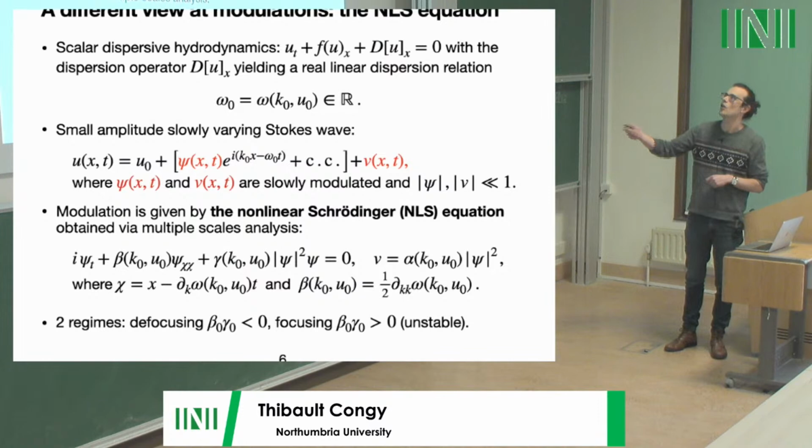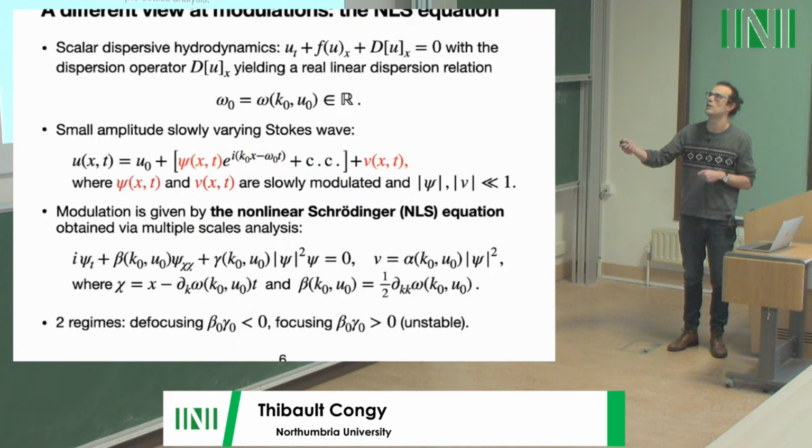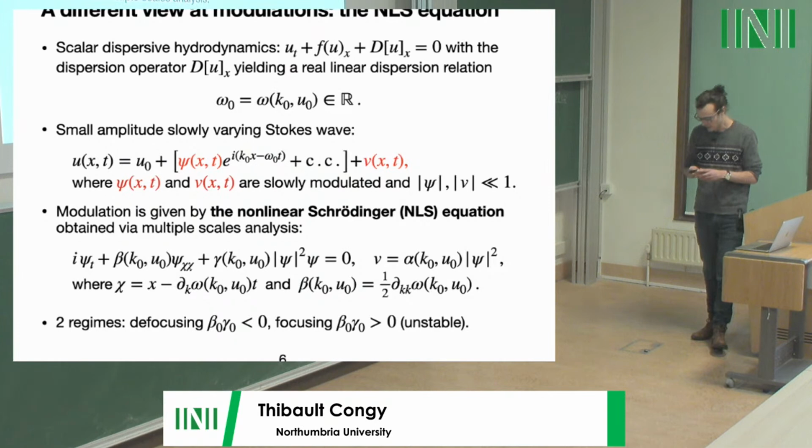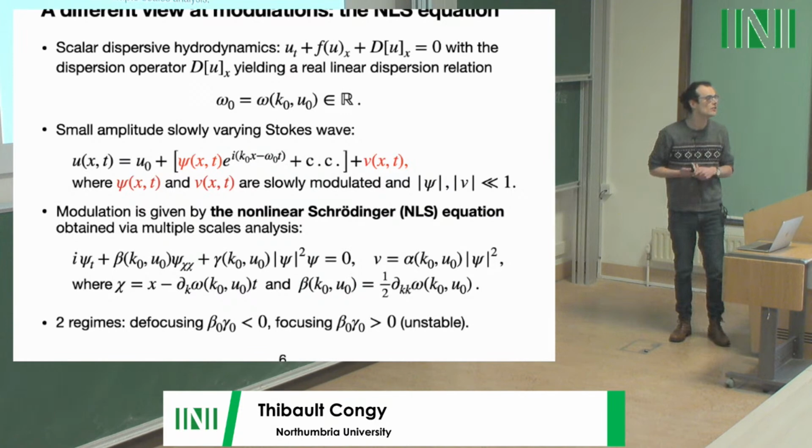So suppose that you have a constant background. You add a small perturbation of wave number k naught. The frequency of your small perturbation, of your small excitation, will be omega naught given by this relation, the dispersion relation. And here, we will make a very strong assumption. We will suppose that the nonlinear waves that we're interested in are weakly nonlinear waves. So we consider a small amplitude, slowly varying Stokes wave.